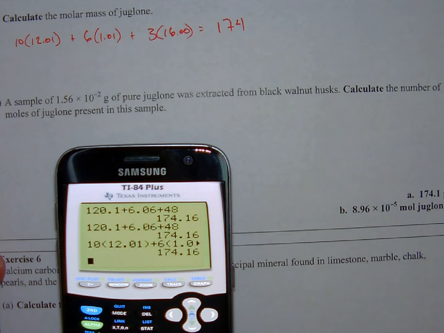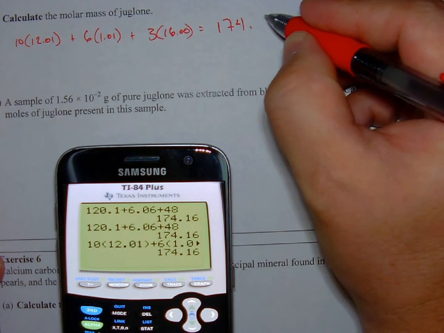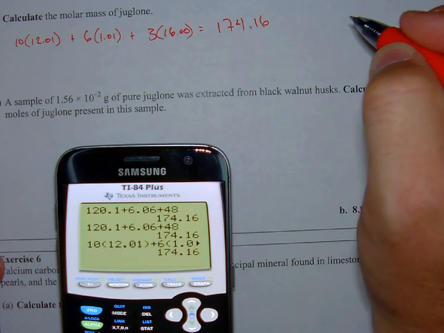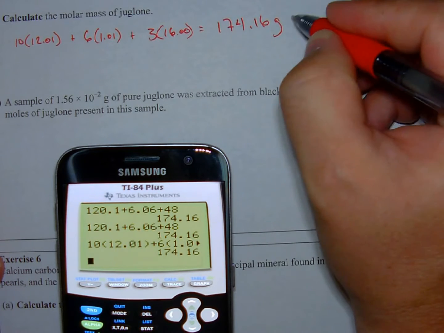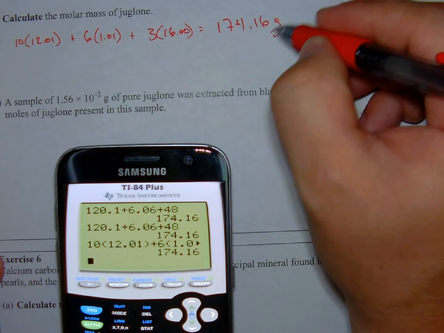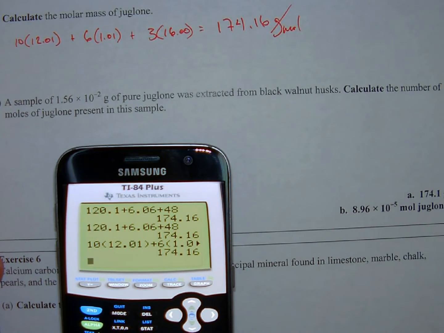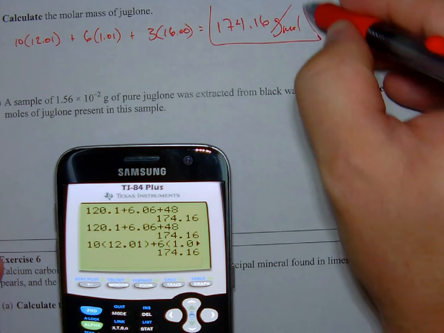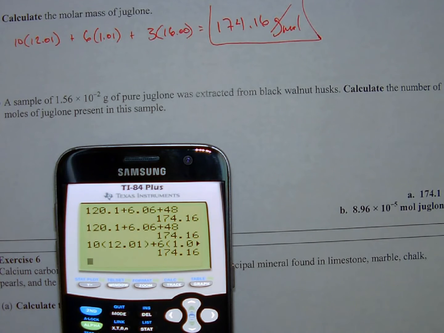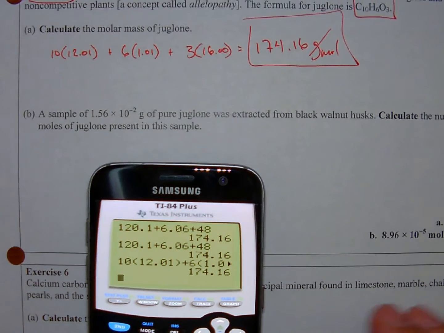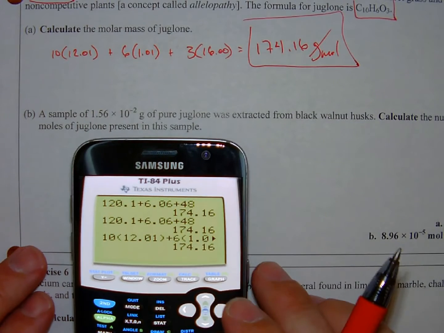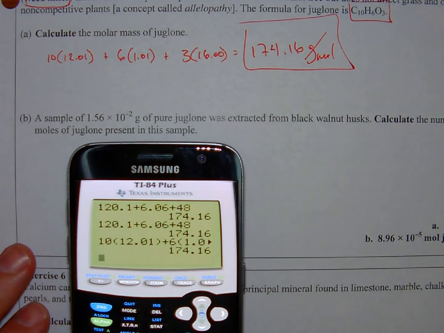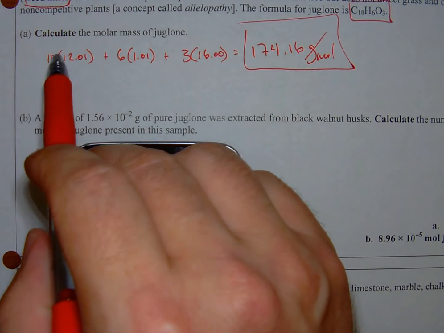I'm adding, so I want to go 2 places past the decimal. Let's do that. And this is in grams, right? Molar mass, so it's grams per mole. Now you might wonder, I'm adding and multiplying, so why do I use the adding significant figure rules? Because remember your order of operations.